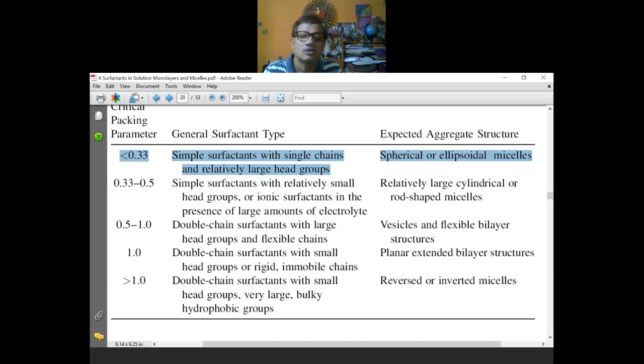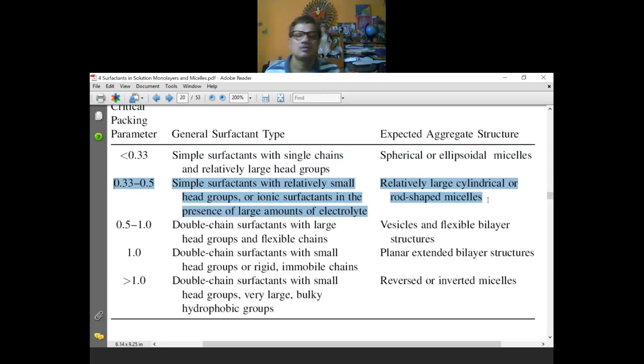The second category was surfactants having a critical packing parameter in the range 0.33 to 0.5. These are simple surfactants with a relatively small head group area. They are usually ionic surfactants in the presence of a large amount of electrolyte. As I have mentioned, if you add sodium chloride, they will form larger aggregates, usually large cylindrical or rod-shaped micelles.